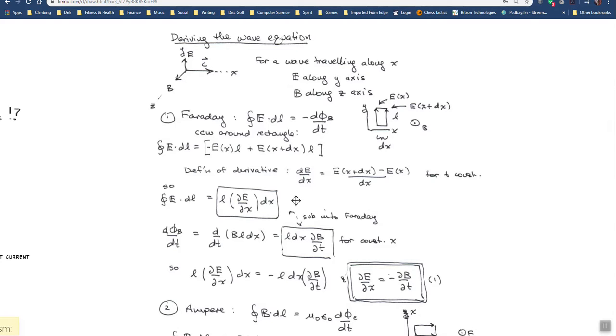I think you've seen this in your chemistry class, and if you haven't, please let me know and I can talk more about it. But that's a partial derivative. So the integral of E dot dl equals L times the partial derivative of E with respect to x times dx.